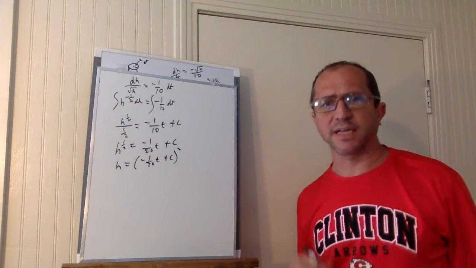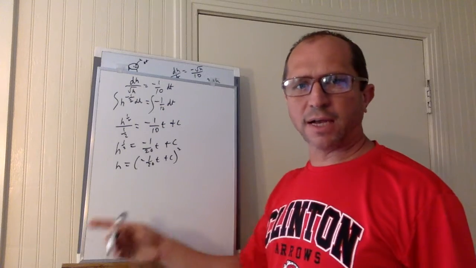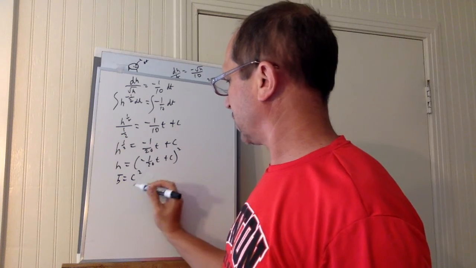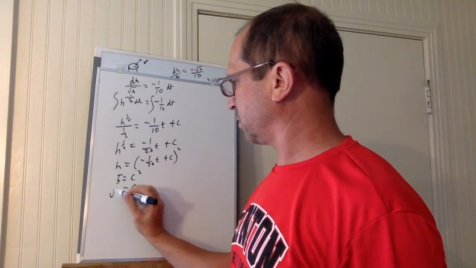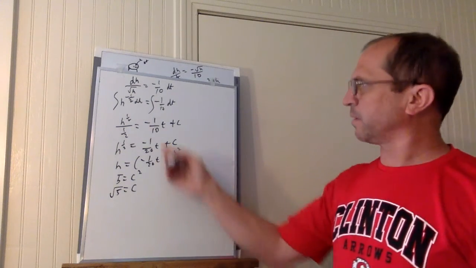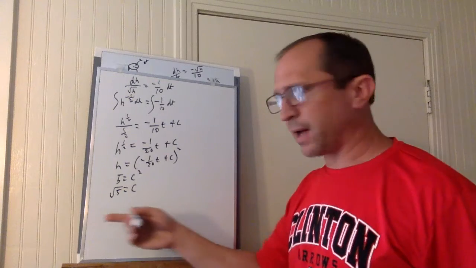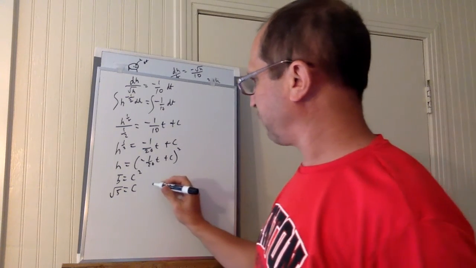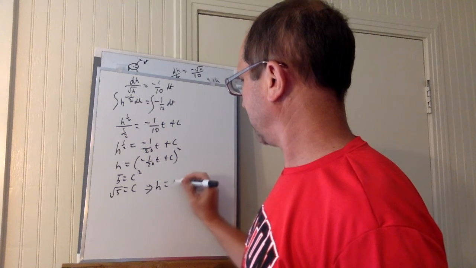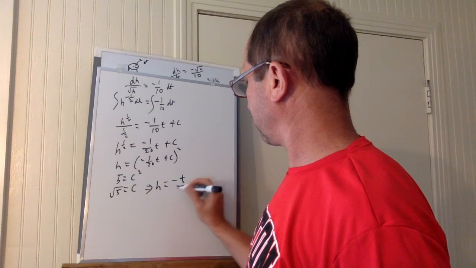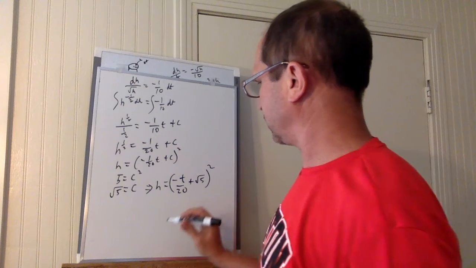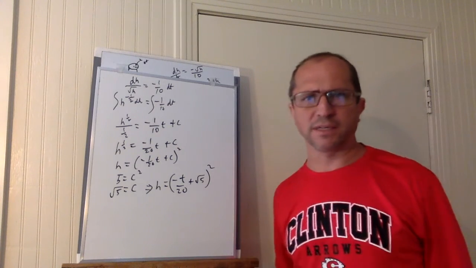All right, now they tell us that at time 0, the height is going to be 5. So 5 will equal c squared. So c is going to equal the square root of 5. Now, it would not be plus or minus the square root because you're not going to have a negative height here. So it's just going to be the positive square root here. Therefore, h is going to equal negative t over 20 plus the square root of 5, quantity squared. That would be your height equation in terms of time.